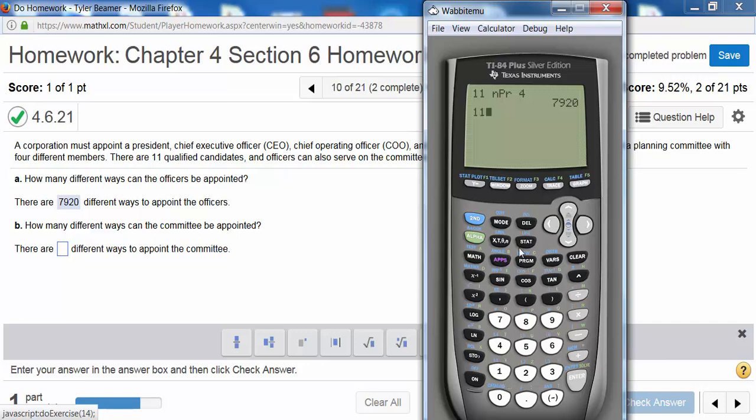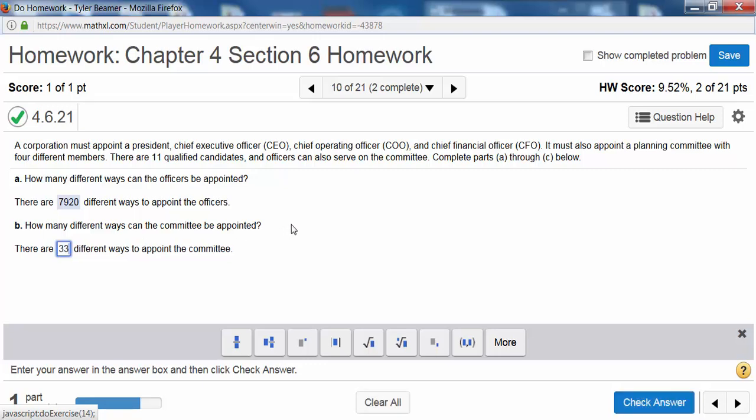So it would be 11 Math PRB, number 3 combination 4, so 11 choose 4, and there should be significantly less combinations here since the ordering does not matter. So we can essentially delete all of the repeats.